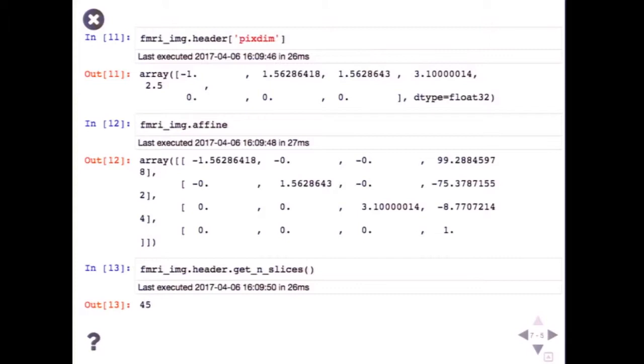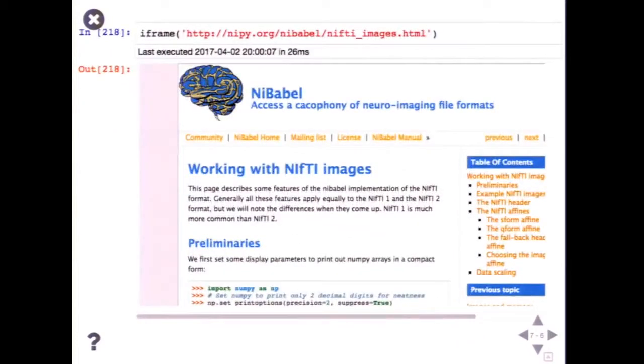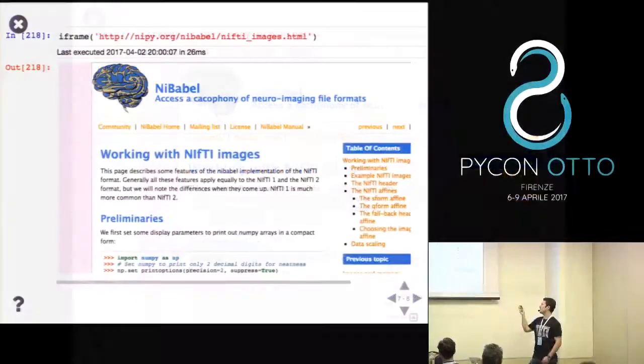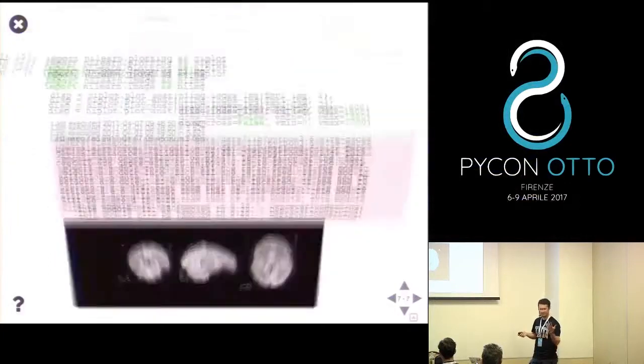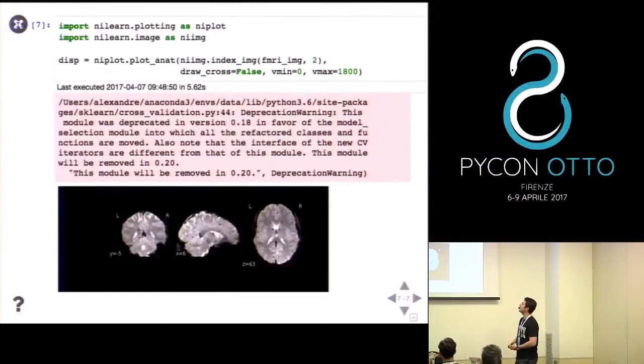I can also get the number of slices that the image has. Depending on what direction the image has been acquired, it tells me how many slices it has for each volume. You can check better in Nipy how the NIfTI file is and how to work with it.